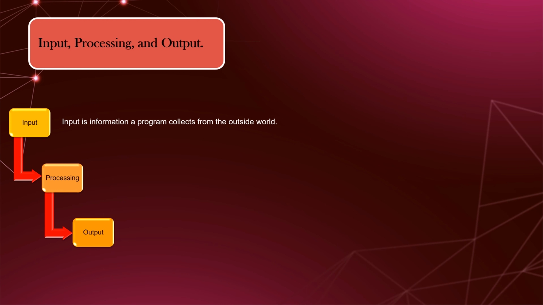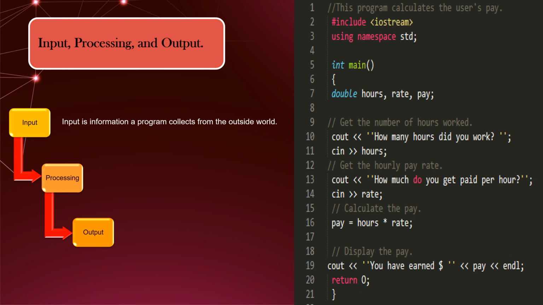It can be sent to the program by the user who is entering data at the keyboard or using the mouse. It can also be read from disk files or hardware devices connected to the computer. The user's pay program allows the user to enter two items of information, the number of hours worked and the hourly pay rate. Lines 11 and 15 use the cin object to perform these input operations. For example, cin >> hours, cin >> rate.